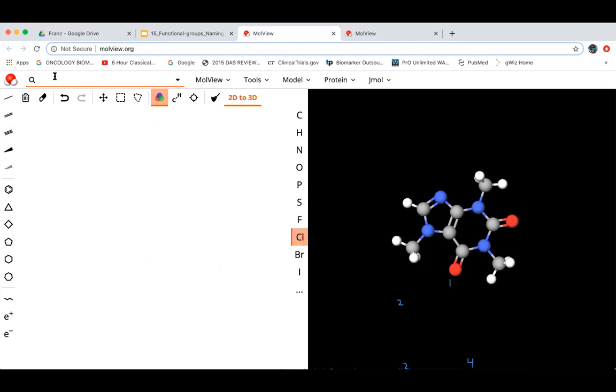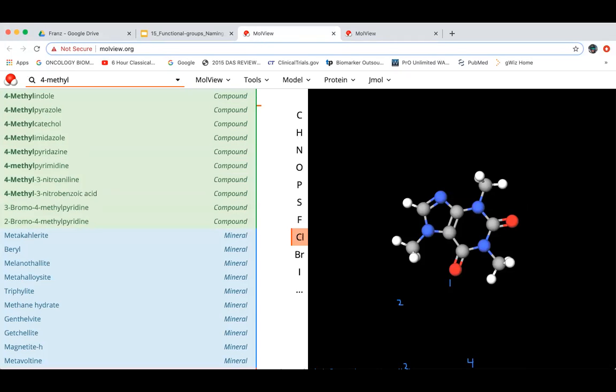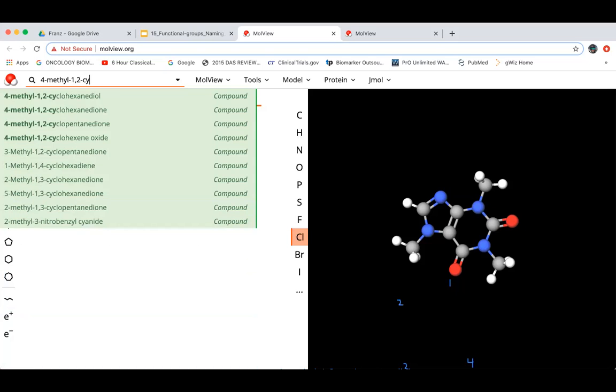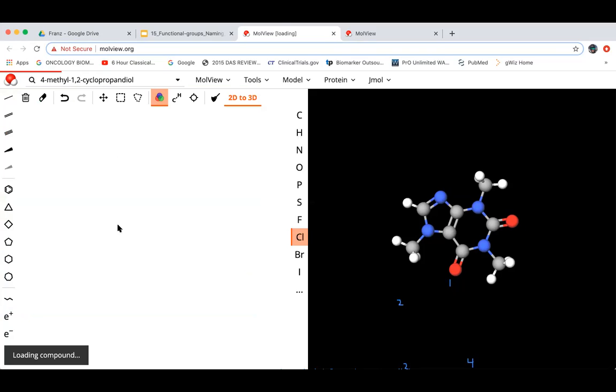Let's get rid of that. And let's write in, what did I say? 4-methyl 1,2-cyclopropanediol. Let's see what they draw. Failed to load. 4-methyl cyclopropane. What's the problem?